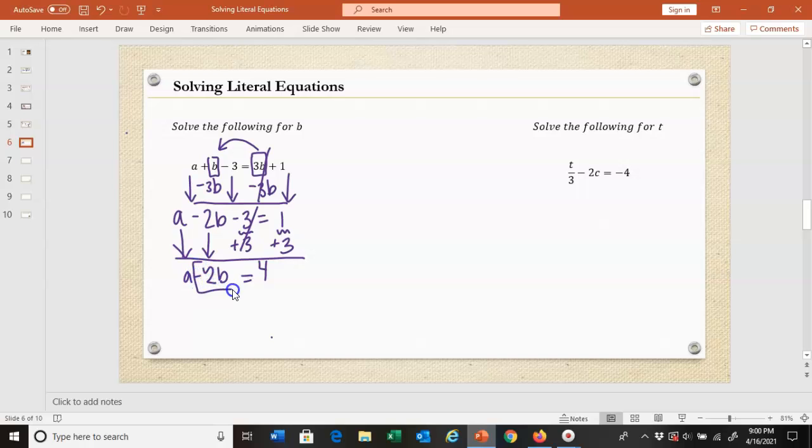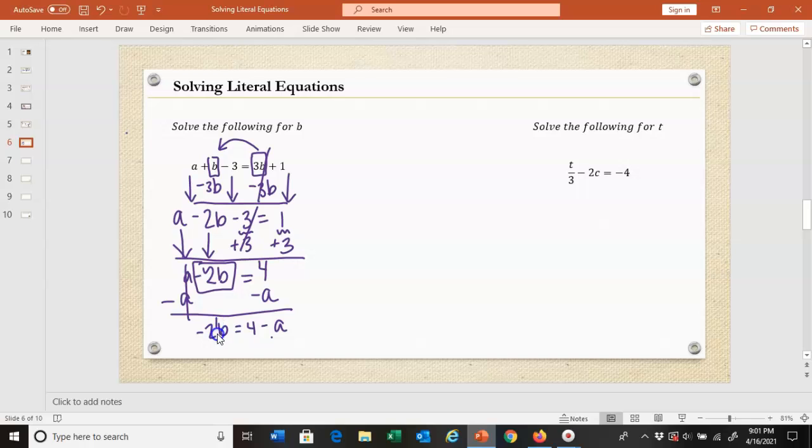We are working on getting our b term by itself. So this is a positive a. So I'm going to subtract that from both sides, move it over to the right. And look, when you see this, don't let that freak you out. You're just going to write 4 minus a. That's totally fine. These are not like terms, so we cannot combine them. So you can just write them right next to each other.